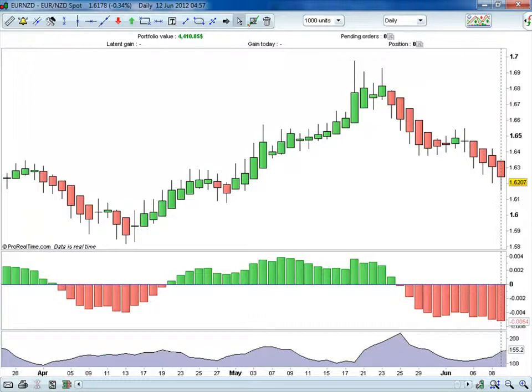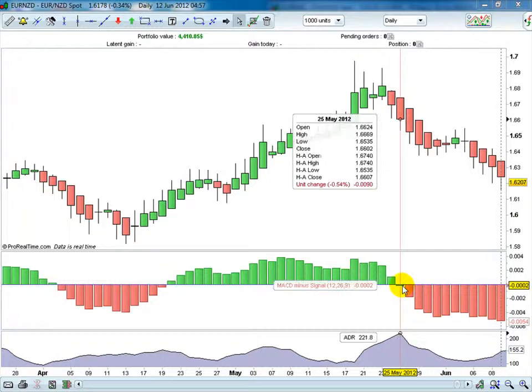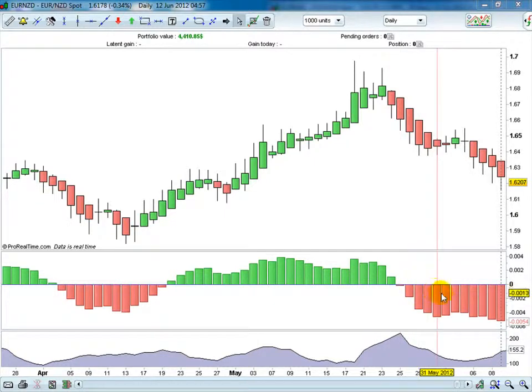So let's begin with the daily chart, and as of June 11th, we have got a red histogram reading on the latest close, which was obviously June 8th, Friday, June 8th. In fact, it goes all the way back to May 25th. One red histogram bar after another, after another, after another.